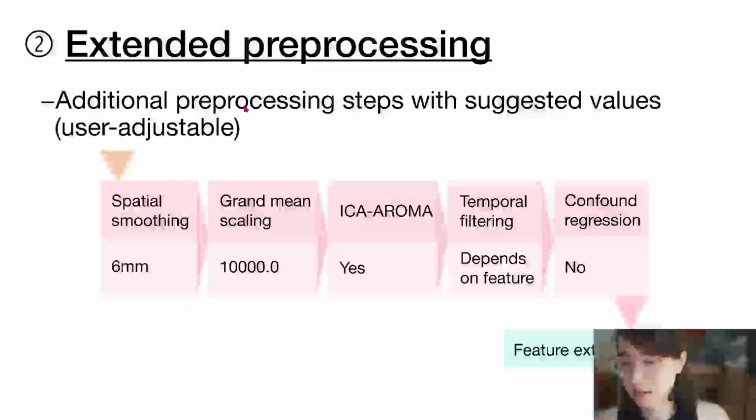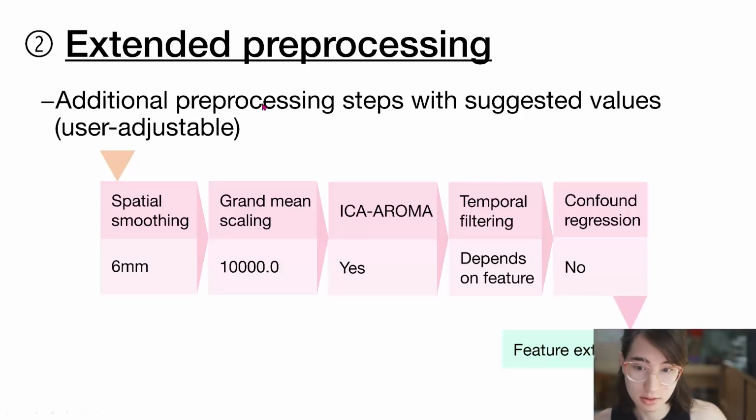But as I also showed you before, there's some extra pre-processing steps that make sense to do, and HALFpipe gives you some suggested values for what to do. So for example, we recommend doing spatial smoothing at 6 millimeters, doing grand mean scaling, which helps make sure that the range of values is comparable between subjects, so that you can put everyone together in the GLM later on and values are comparable.